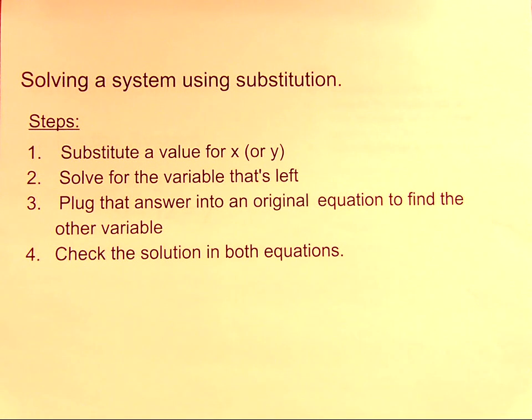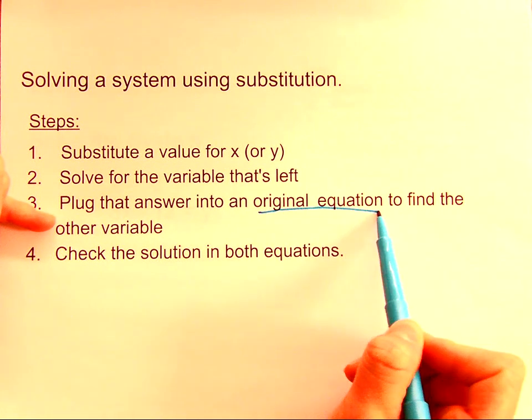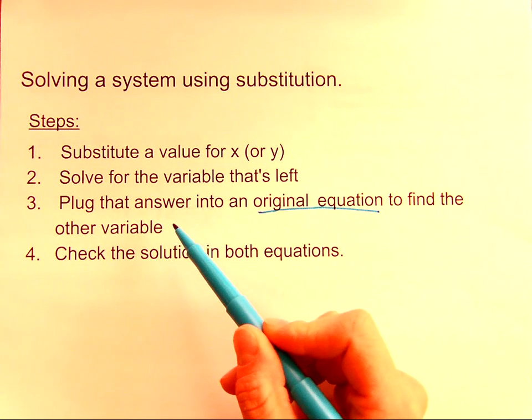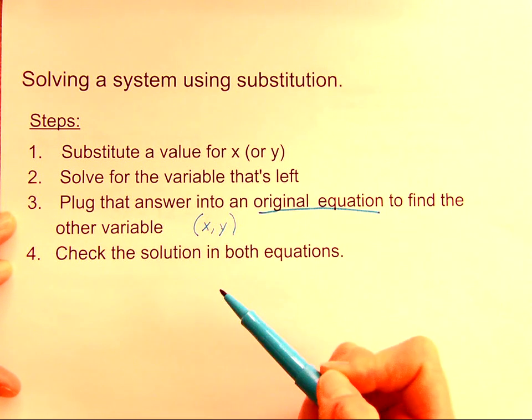There are 4 steps you're going to want to follow to solve a system using substitution. Your first step is to substitute x or y. Then whichever variable you substituted, the other one's going to be left, so you solve for that variable. And then you'll have one of your variables. Now remember, a solution has an x and a y value. So whatever one you didn't find here, you plug that value into an original equation to find the other variable you don't know. At this point you have a solution: the value for your x and your y.